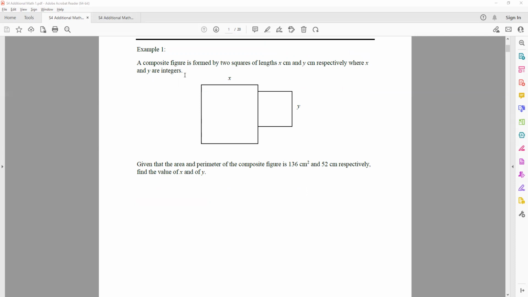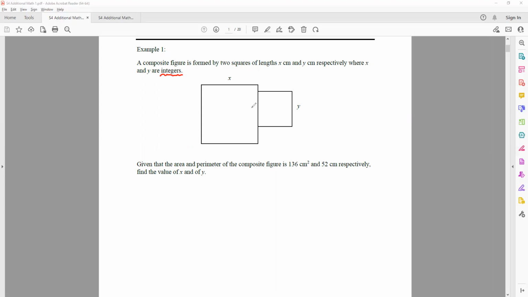So example, the composite figure is formed by two squares, length of x and y respectively. X and y are integers. So this word integers will allow you to check whether your final answer is correct or wrong. If you calculate your answer of x and y and they are fractions or decimals, then you know that something is wrong and you have to redo. Okay, so for this question, the area and the perimeter are this and this respectively. So we know that we need to form an equation in this case.